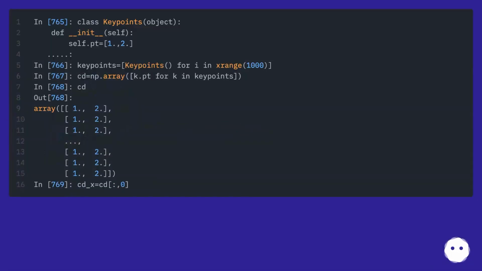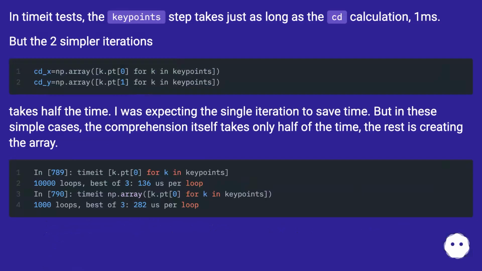A trial case. In timeit tests, the key point step takes just as long as the CV calculation, 1 millisecond. But the two simpler iterations take half the time. I was expecting the single iteration to save time. But in these simple cases, the comprehension itself takes only half of the time, the rest is creating the array.